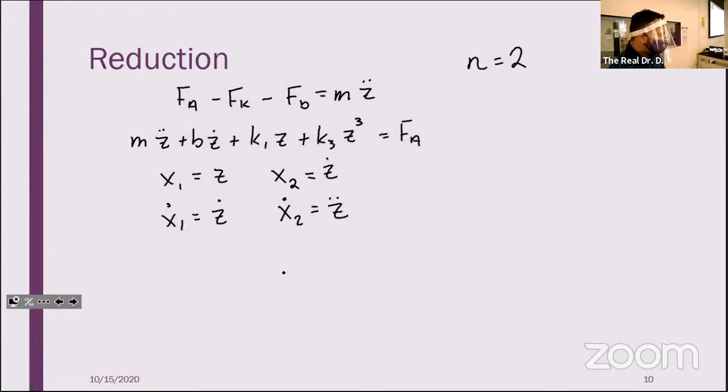Right? According to the video and according to what I said last class, we can choose whatever we want as state variables. It doesn't really matter. It's just that certain quantities make more sense from a physical standpoint than others.